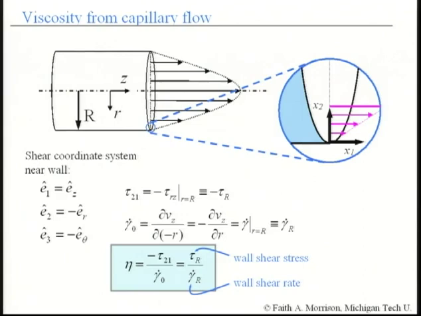And the 3 direction is the neutral direction, which is perpendicular to 1 and 2, and so that would be negative e theta. It's negative because you take R cross Z and you get minus theta to get a right-handed coordinate system.